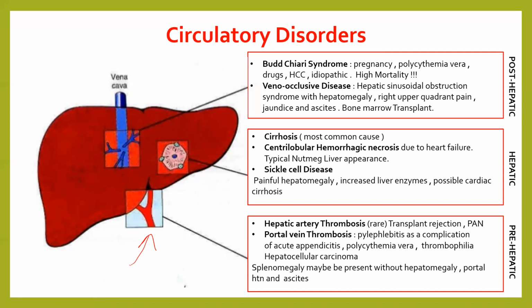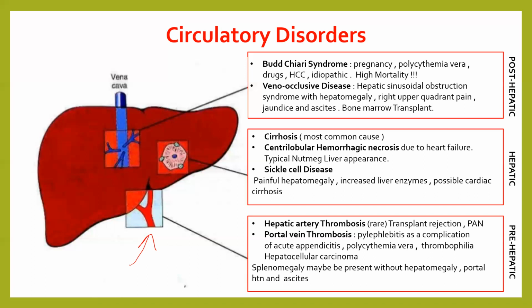Hepatic refers to all the circulatory disorders caused by damage to the liver parenchyma. Examples can be cirrhosis, and centrilobular hemorrhagic necrosis due to heart failure. If we have heart failure, there is a backflow of blood into the vena cava, which causes congestion of the blood flow into the liver. By congestion, we mean carbon dioxide-rich blood stagnating in the liver, which can lead to steatosis of the liver and gives it a typical nutmeg liver appearance. I have a picture describing the nutmeg liver in the next slide, and also sickle cell disease.